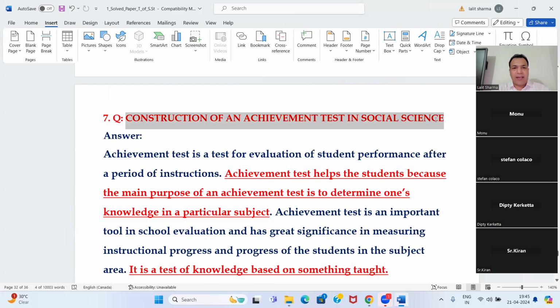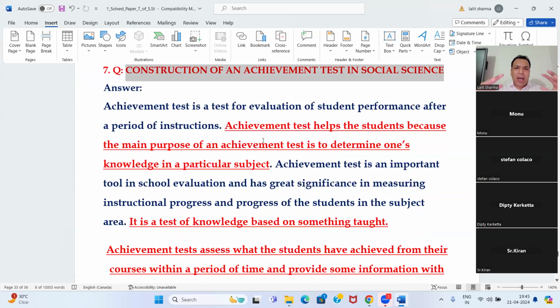ओके, ये लास्ट क्वेश्चन है. कंस्ट्रक्शंस ऑफ एन अचीवमेंट टेस्ट इन सोशल साइंस. देखो, साइंस में भी था ना, बायोलॉजिकल साइंस में भी था अचीवमेंट टेस्ट, राइट? तो ये ऑलवेज आता होता है क्वेश्चन, कंस्ट्रक्शन ऑफ एन अचीवमेंट टेस्ट. तो यहां पे यू हैव टू अंडरस्टैंड द अचीवमेंट टेस्ट. ओके, इट कैन कम इन एनी ऑफ द सब्जेक्ट. फॉर एग्जांपल, यू शुड हैव द नॉलेज ऑफ इवैल्यूएशन.